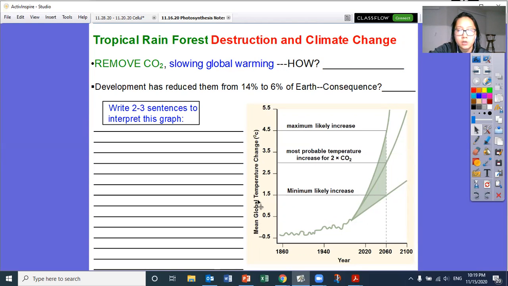Okay, and this is mean global temperature change, so it's talking about global warming and what is happening as a trend overall to the global temperature on average, and what is going to happen in the future based on scientists' predictions, based on how we are affecting the Earth. So you tell me what these are all relating to in interpreting this graph.